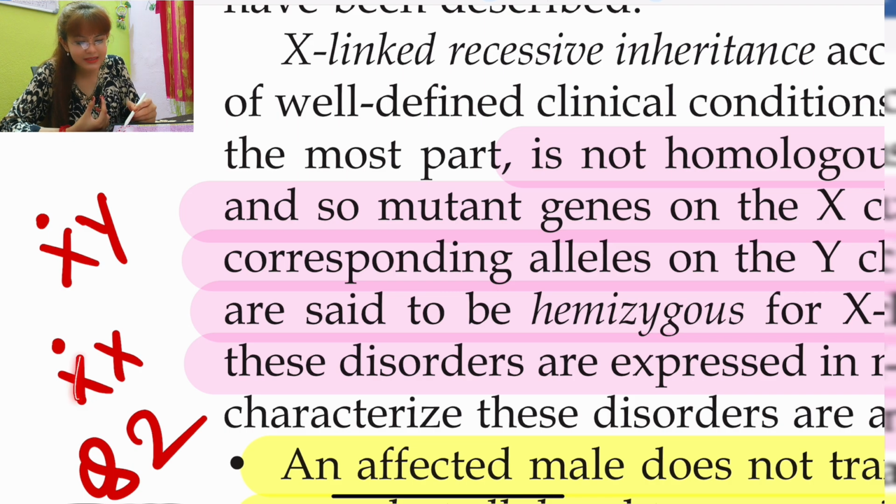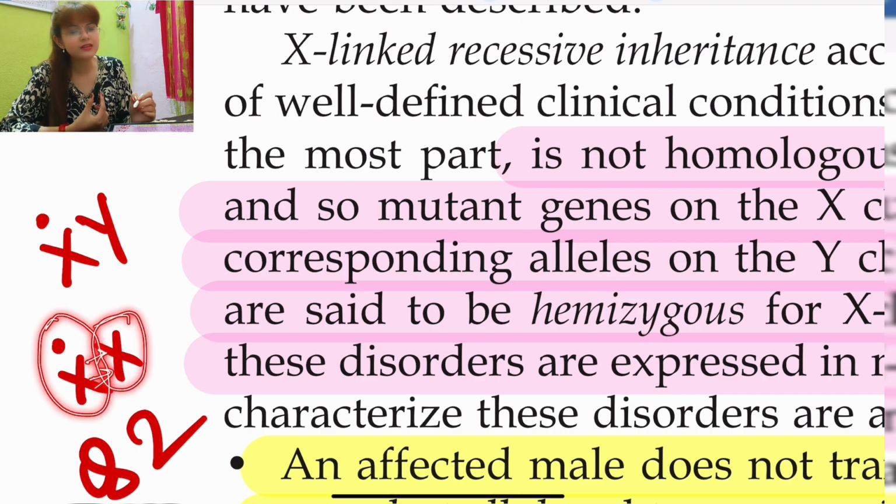But if you see this X and X, both have homologous genes. So if one of them is mutated, it can easily be compensated by the other X gene. Did you understand? The alleles on the Y chromosome are not homologous to the X chromosome. So if there is a defect in the X, the defect remains, there is no compensation. But if it is XX, then even if one of the X is mutated and defective, it is compensated by the alleles of the other normal X chromosome.